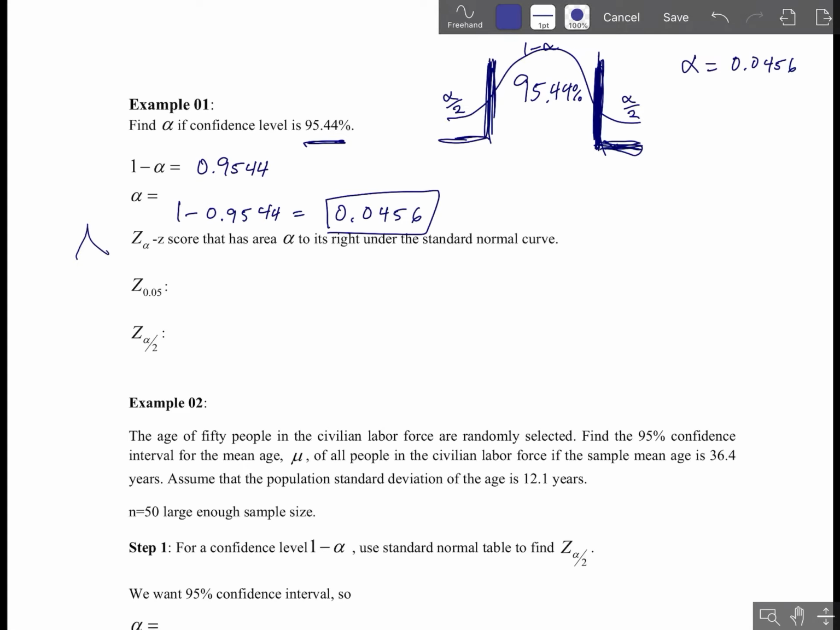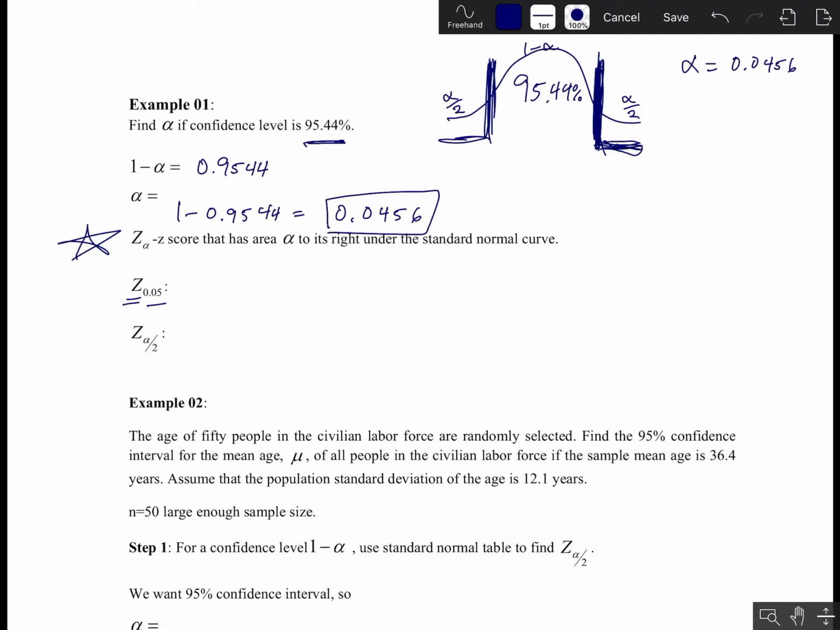And that's what this little section says. So z alpha is going to denote the z-score that has the area alpha to its right. So let's compute this first one. This is saying that we want the z-score that has an area of 0.05 to its right. So that's an area of 5% to its right.